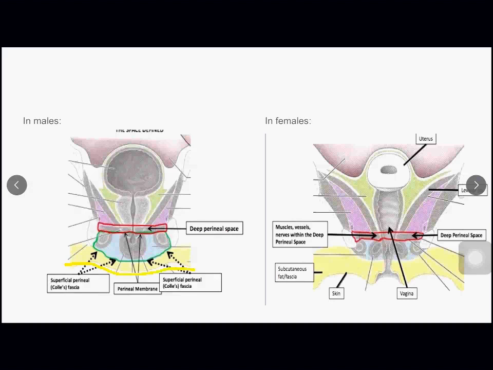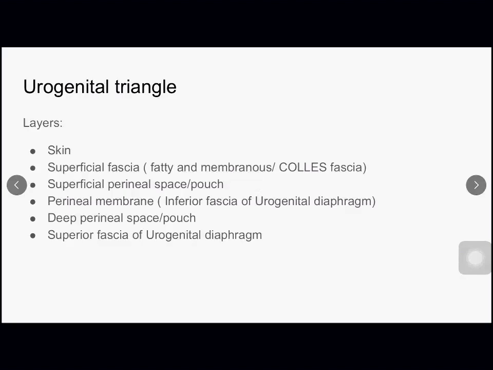So the first layer is your skin. Then you have the superficial fascia that in turn has a fatty layer and a deep membranous layer, that is your Colles fascia. You don't have a deep fascia here. The third layer is your superficial perineal pouch. The thing which I have represented in blue color will be your superficial perineal pouch. And the fourth layer is your perineal membrane, which separates the superficial perineal pouch from the deep perineal pouch or deep perineal space. Then you have the deep perineal space, and above that you have the superior fascia of the urogenital diaphragm.